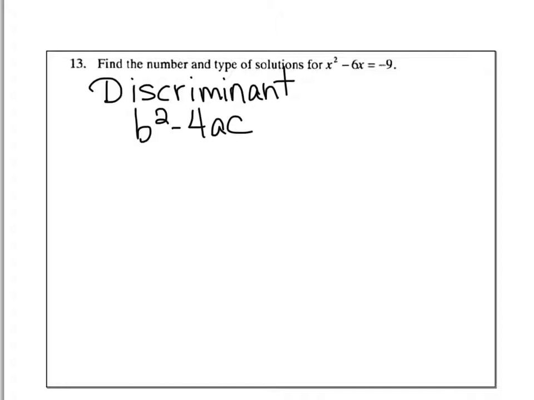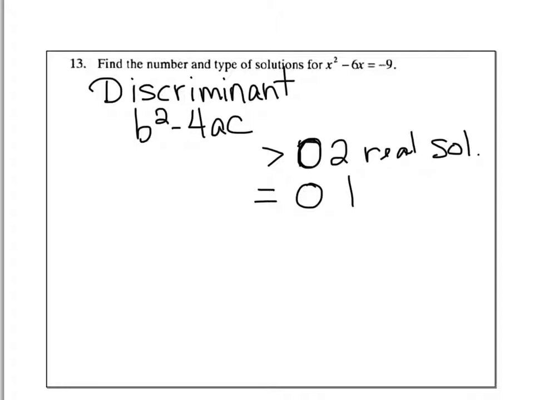With the discriminant, we have 3 possible answers. If it is greater than 0, which means it's positive, we're going to have 2 real solutions. If it is equal to 0, then we have 1 real solution.